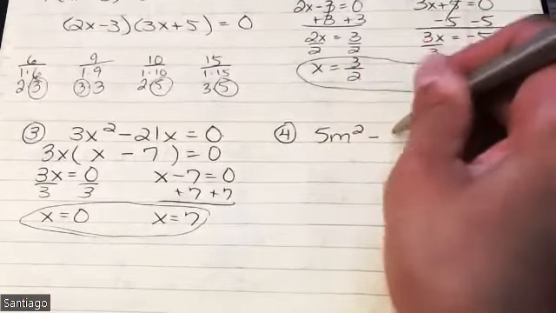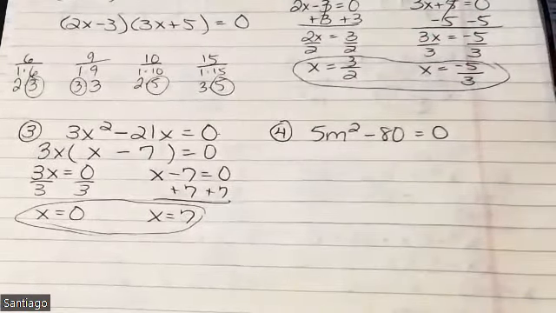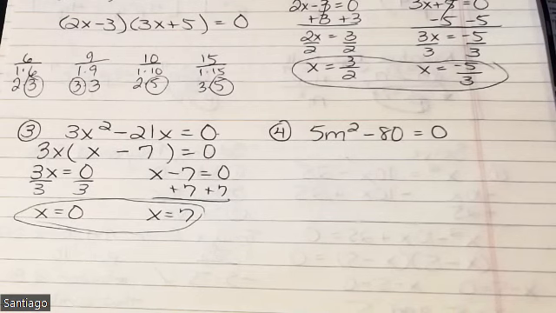5m squared minus 80 is equal to 0. So someone else other than Amanda, Amanda's on a roll. Someone else, jump in here. What's the first thing you're going to do here? First off, we know it's already set equal to 0. So step number 1 is done. Talk me through this next part.